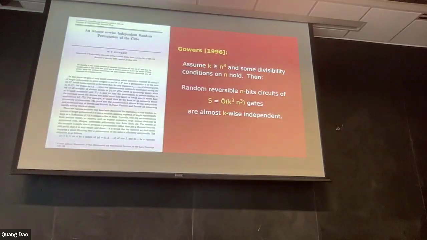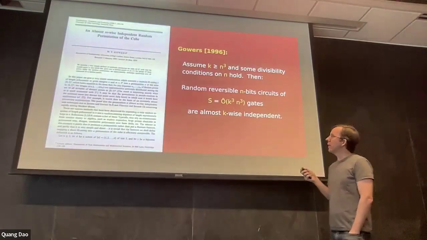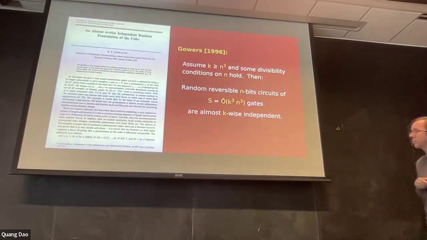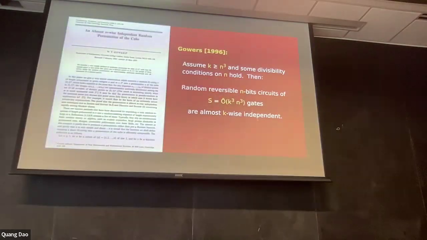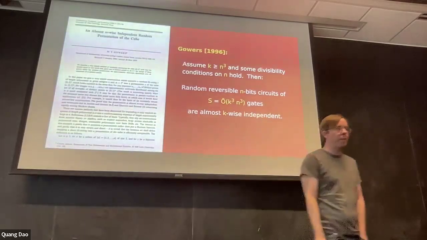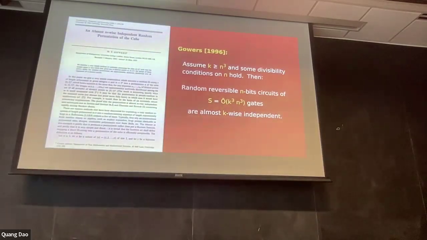This is the first result on this topic, by Gowers. Assuming some conditions, it's more precise than this, but here's the summary. K is bigger than n cubed, and some other funny conditions on n. If you pick a random reversible n-bit circuit with k cubed n cubed gates, throughout this talk, tilde hides polynomial factors or polylog factors, then it's almost K-wise independent. And here when I drop the epsilon, I mean the default parameter of 2 to the minus n times k.